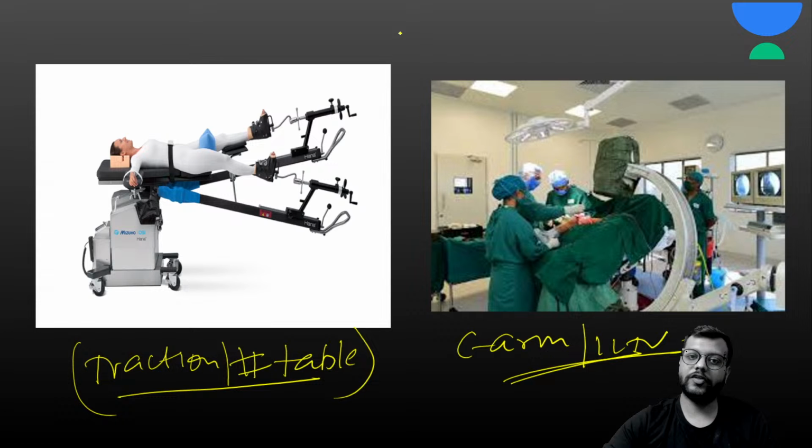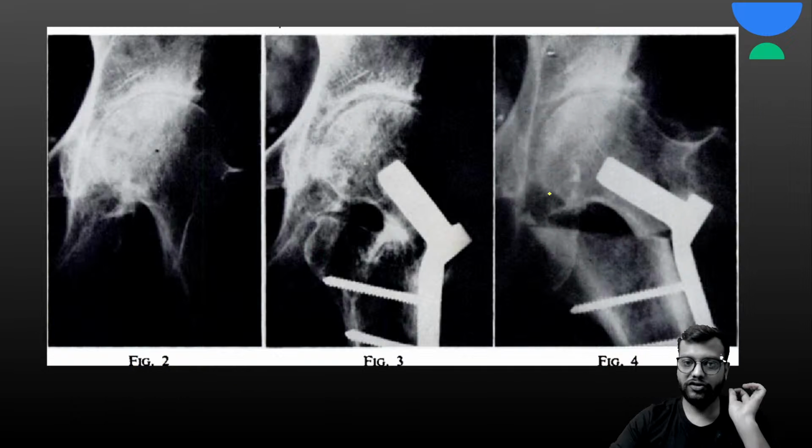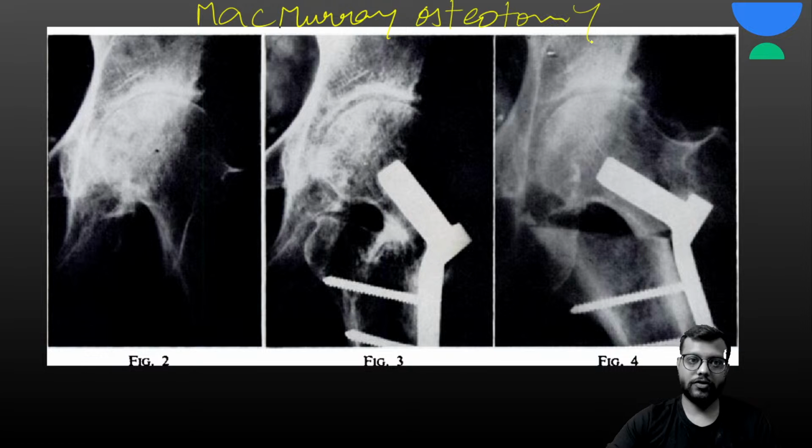And for neck of femur, in the old days there was this osteotomy in which the proximal segment would sit upon the distal fragment like this, and the name is important for you. This is McMurray's osteotomy. Okay, this is called the McMurray's osteotomy for the neck of femur.